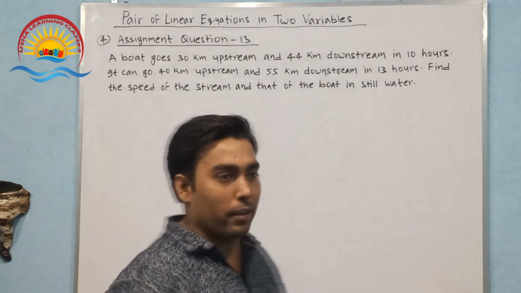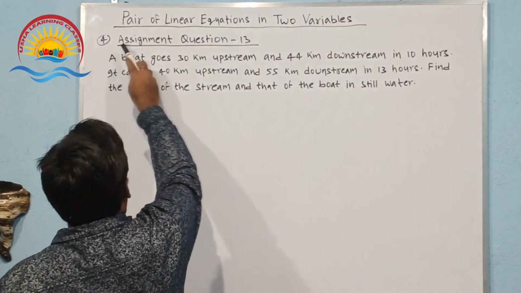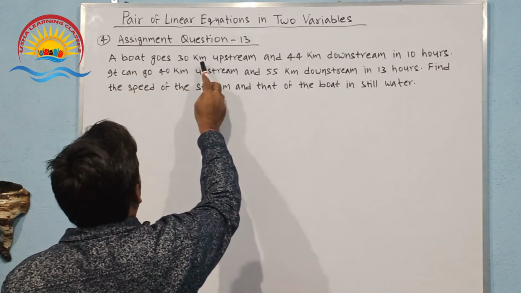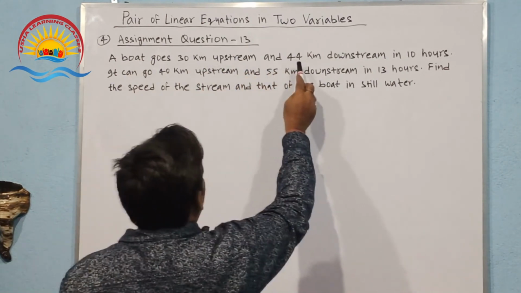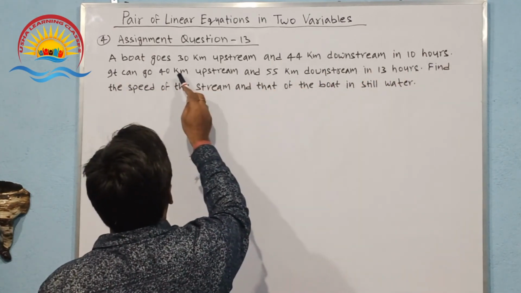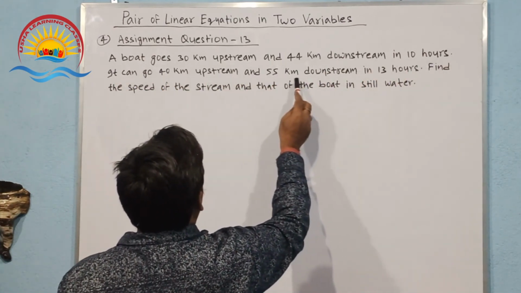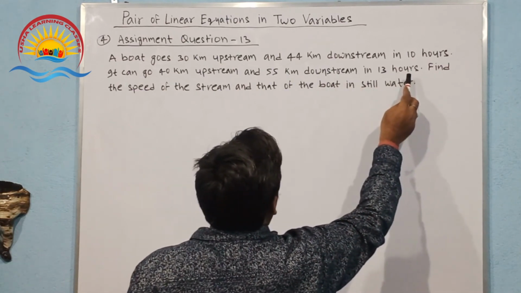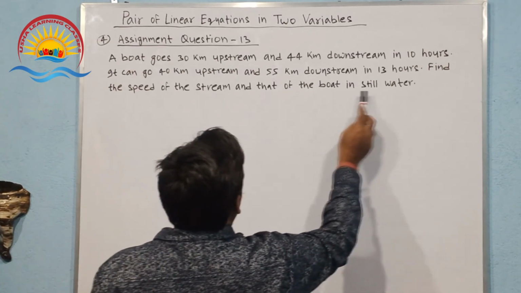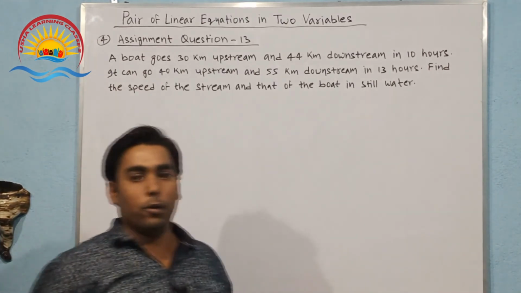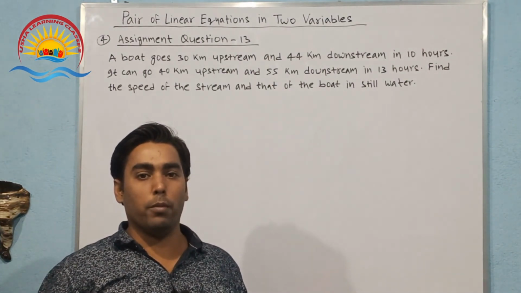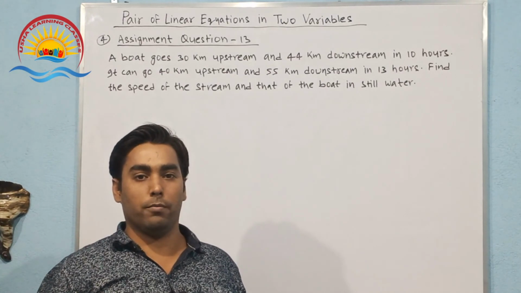Come to our next topic. 4. Assignment question 13. Question is, a boat goes 30 km upstream and 44 km downstream in 10 hours. It can go 40 km upstream and 55 km downstream in 13 hours. Find the speed of the stream and that of the boat in still water. Try to solve it. If you solve, then give your answers in the comment box, and if you are not able to solve, then we will solve it for you in the next video.